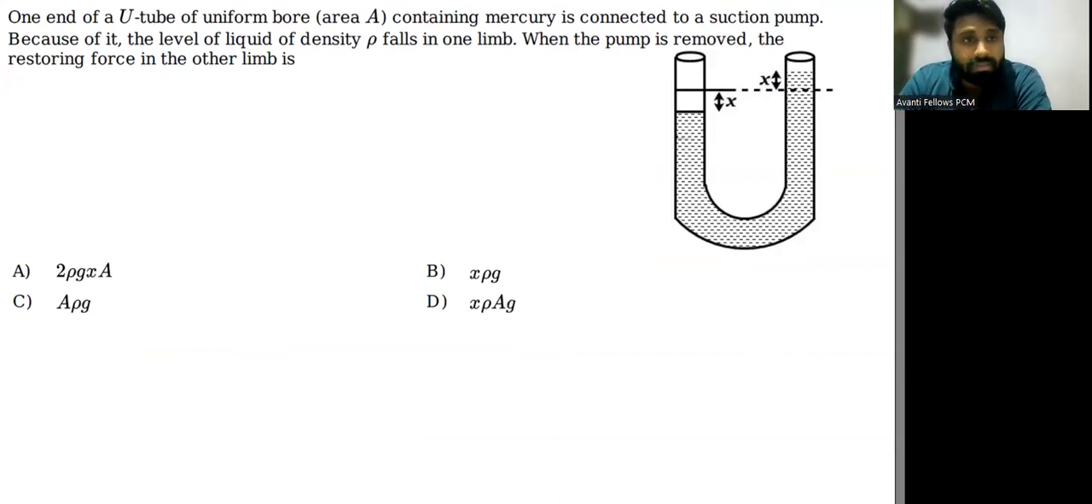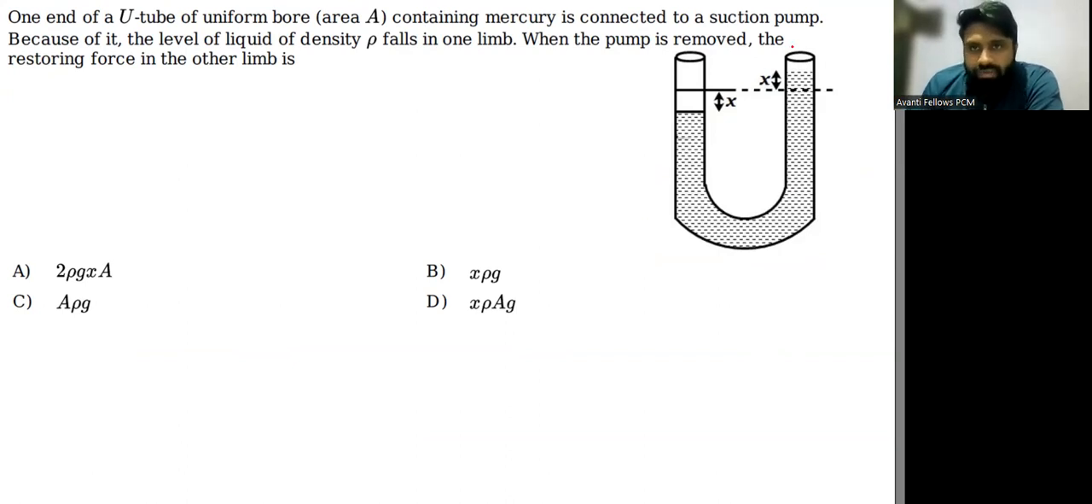Now, in this question, one end of a U-tube of uniform bore, meaning area A, containing mercury is connected to a suction pump. Because of it, the level of the liquid of density rho falls in one limb, and when the pump is removed, the restoring force acts in the other limb.